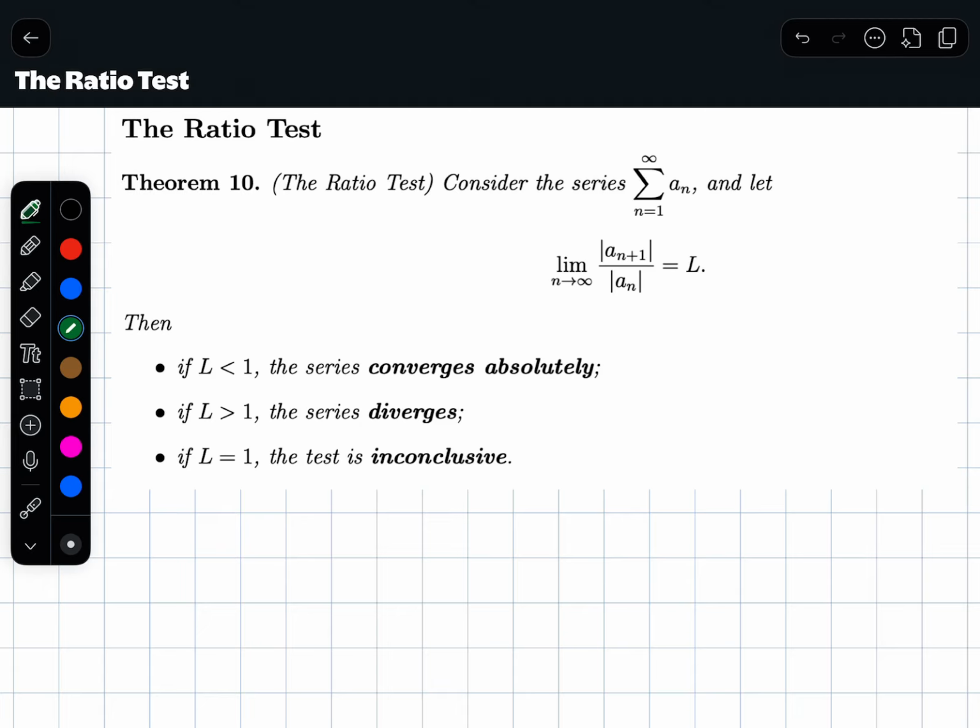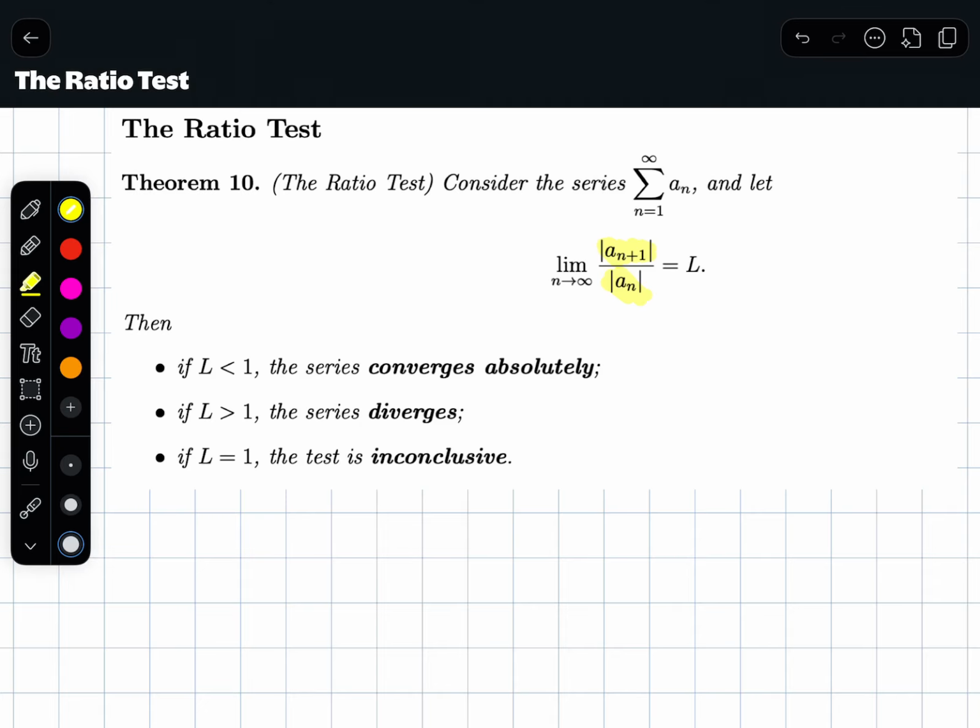This is a very convenient test to have in mind whenever you need to test a series for absolute convergence. So the ratio test works like this. You're going to take your series, the sum of a_n from n equals 1 to infinity, and you're going to divide consecutive terms. So the (n+1)th term divided by the nth term.